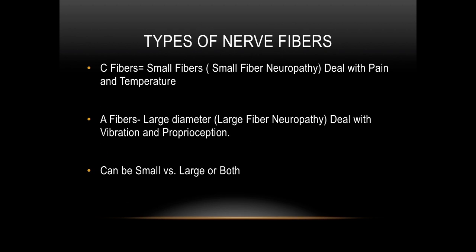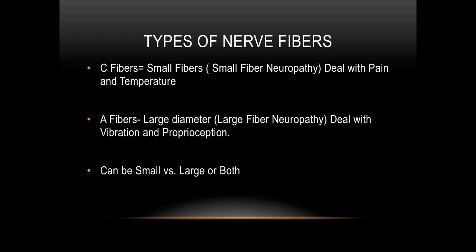Oftentimes people have heard words like small fiber neuropathy, large fiber neuropathy. So let me just describe what that means a little bit. Small fibers, which will cause a small fiber neuropathy, come from nerves that are called C fibers. These mainly deal with pain and temperature. So if you're having more issues with pain and or burning or cold, these are more the C fibers that are affected. So it's a small fiber neuropathy.